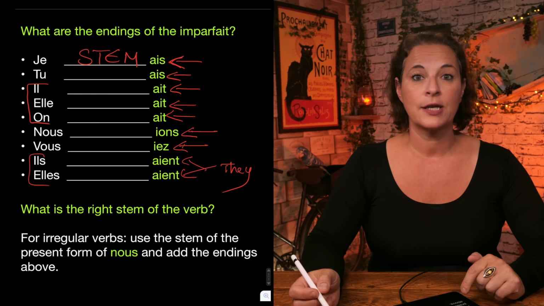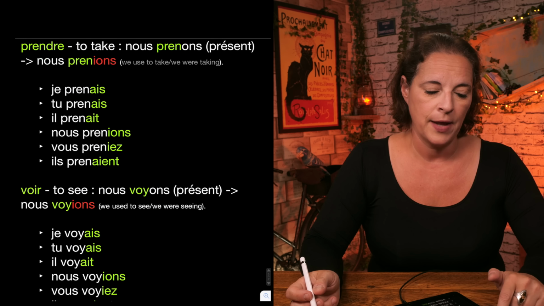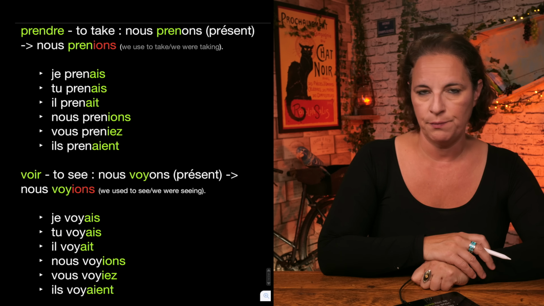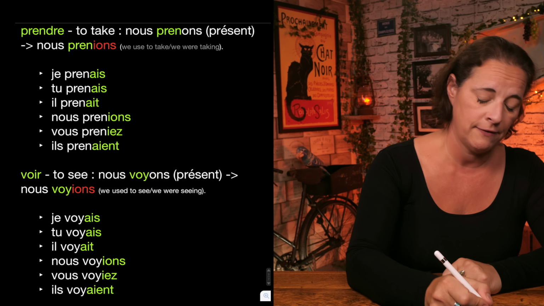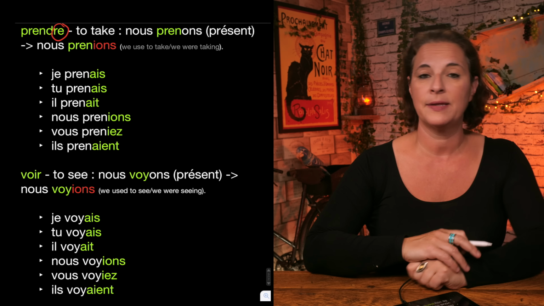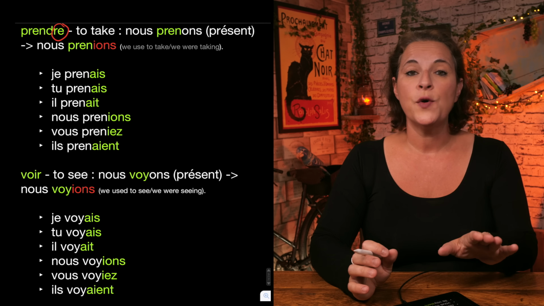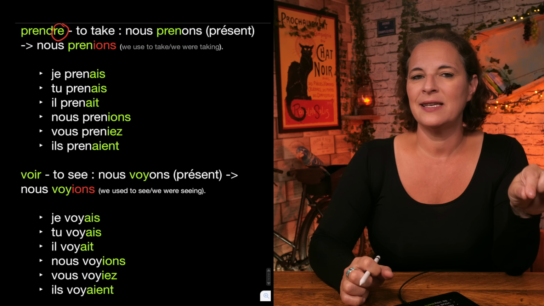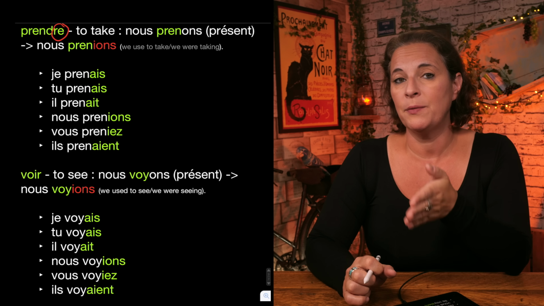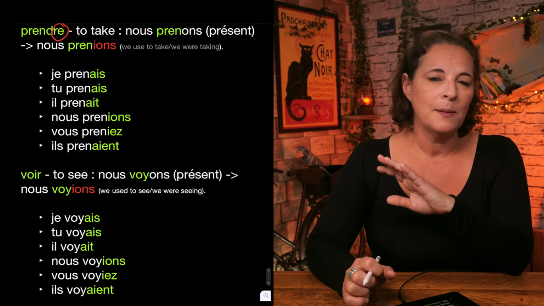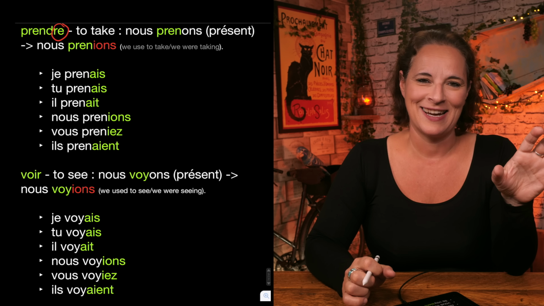Well, let's take a couple of verbs as an example. I'm going to use prendre. Prendre is to take, and it's highly irregular because have a look at that. It ends with RE. It is not ER, it is not IR. Though you have some verbs that end in IR that are third group verbs, irregular verbs, okay? But let's not concentrate on that now.